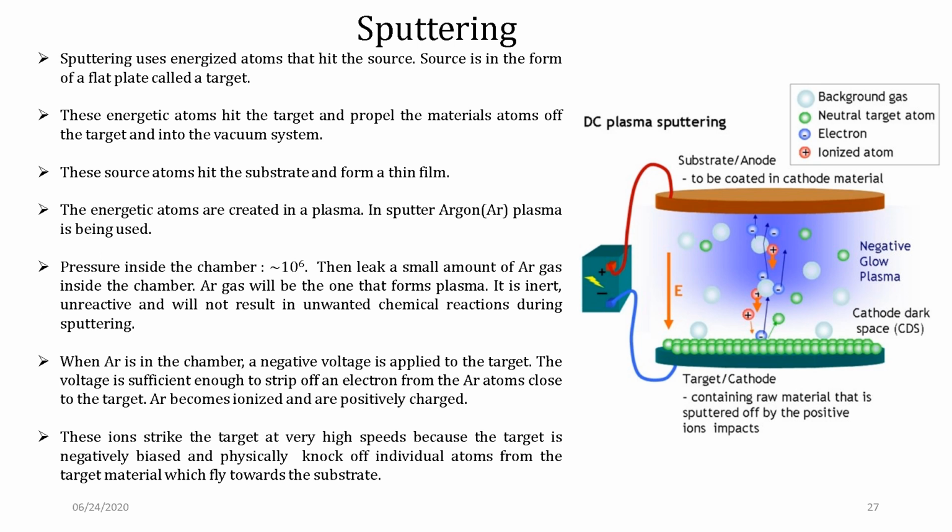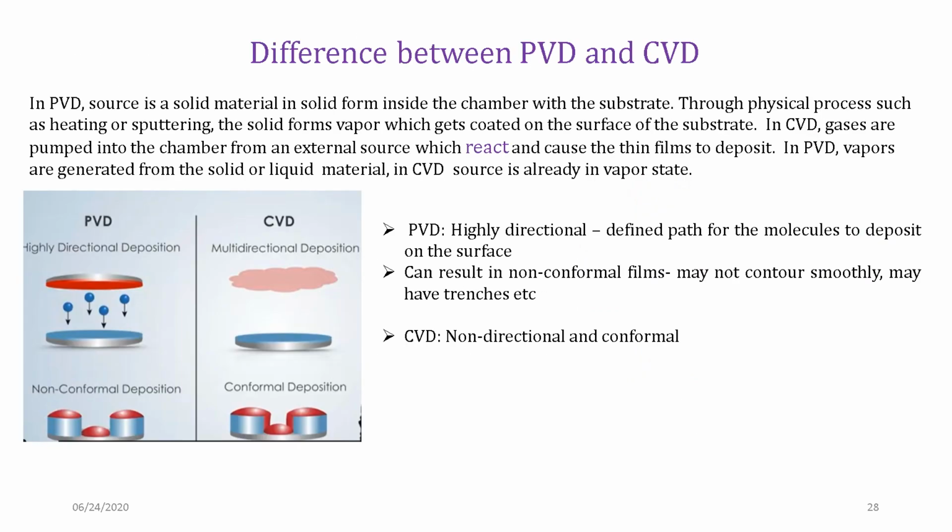This voltage will be sufficient to remove electrons from the argon atoms close to the target. So argon becomes ionized and positively charged. These ions strike the target, which is here, at very high speeds. Because of this, they physically knock off individual atoms of the target, which then fly towards the substrate over here and get deposited. This is the principle behind sputtering.